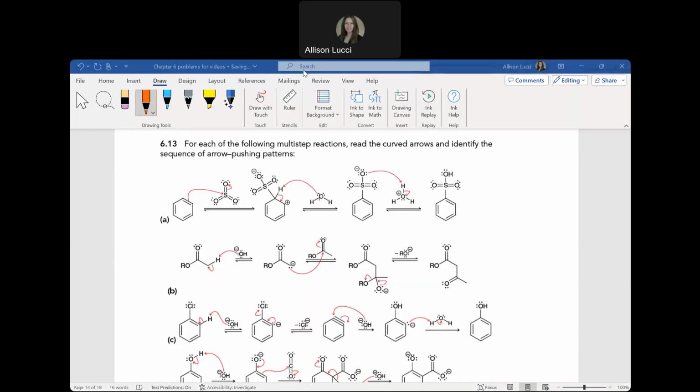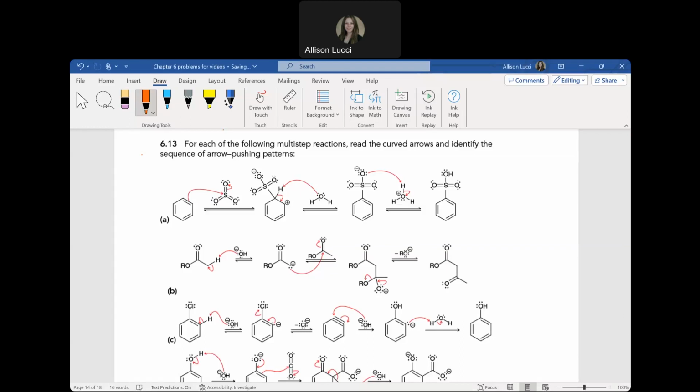Here we have practice problem 6.13, and we're given A through D down here, which are the following multi-step reactions. So we're going to take a look here and identify at each of the arrows, right? We can identify an arrow pushing pattern.